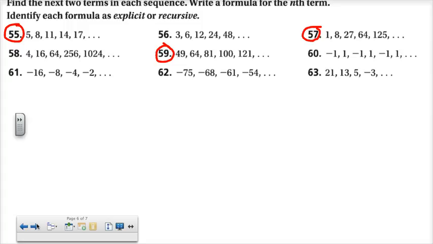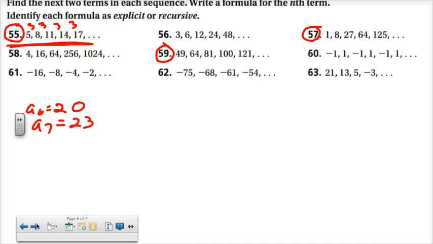All right, number 55, find the next 2 terms in each sequence, write a formula for the nth term, identify each formula as explicit or recursive. So this is where you get to pick. You look at 55 and find the next 2 numbers in each sequence. We hope it's something easy. It is going up. So we check addition, and sure enough, they are just adding 3 each time. So the next number would be 20, and that would be the 1, 2, 3, 4, 5, 6th term. And then the 7th term, 23.